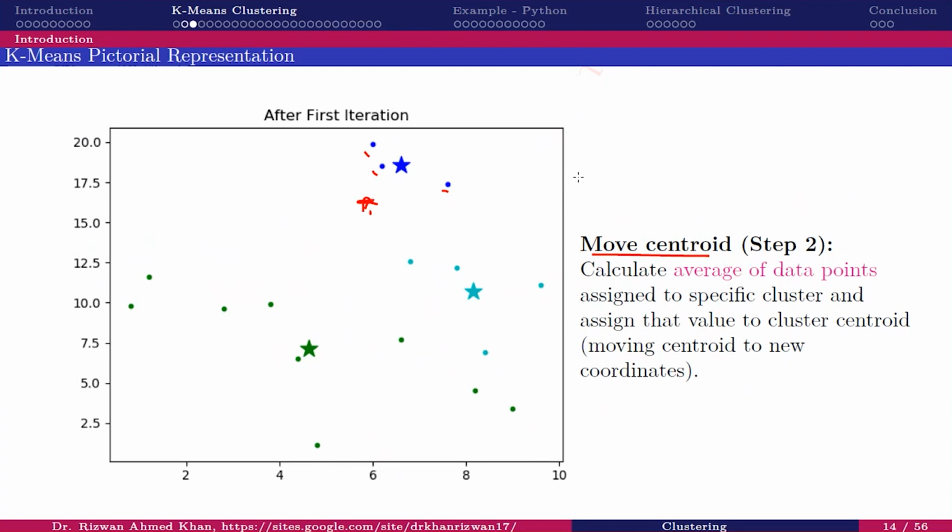So the first step is cluster assignment, in which data points are assigned to a cluster. Number two is move centroid. It will calculate the average of the data points present in the cluster, and that average value would be the new cluster centroid, right? So these are the two basic steps of the K-means clustering algorithm.